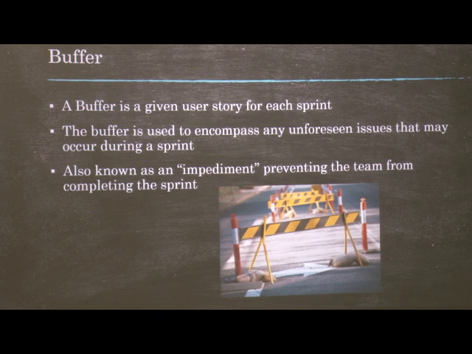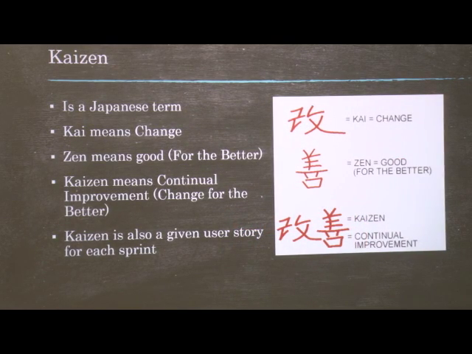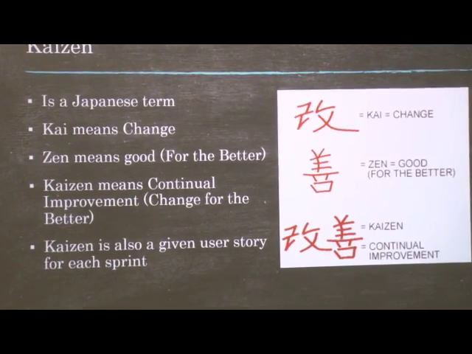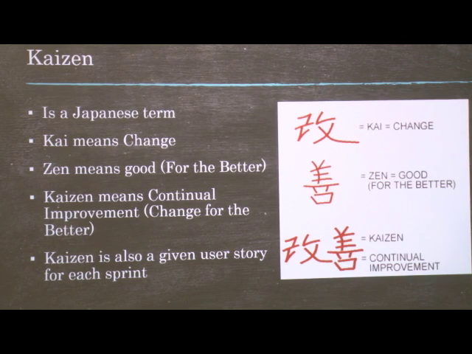A buffer is a given user story in each sprint. It encompasses any unforeseen issues or impediments that can occur. It also encompasses anything that prevents the team from completing or meeting the goal of their sprint. A Kaizen is also a given user story for each sprint. It's a Japanese term, Kai meaning change and Zen meaning good or for the better. So in each sprint, your team wants to have a Kaizen in order for continual improvement. Your team wants to continue to improve in each and every sprint.